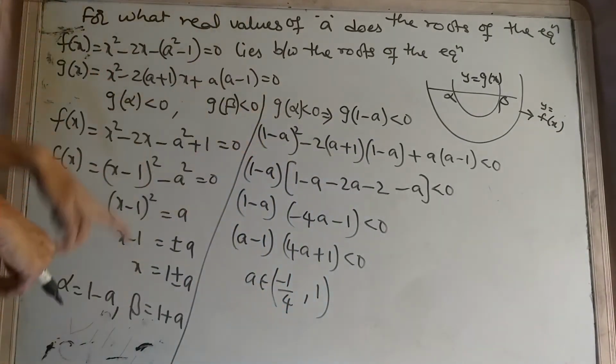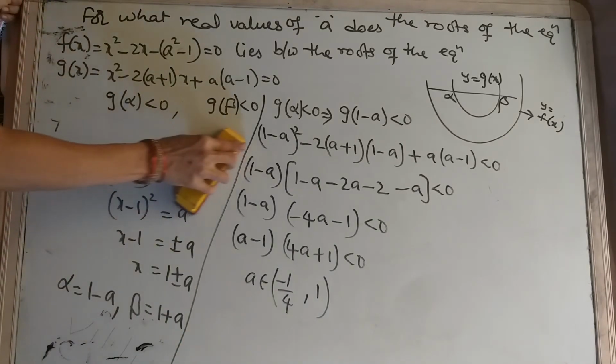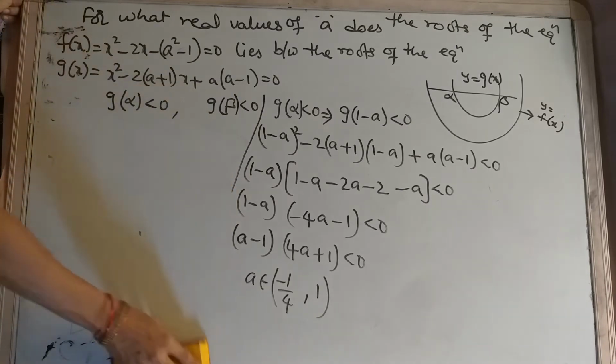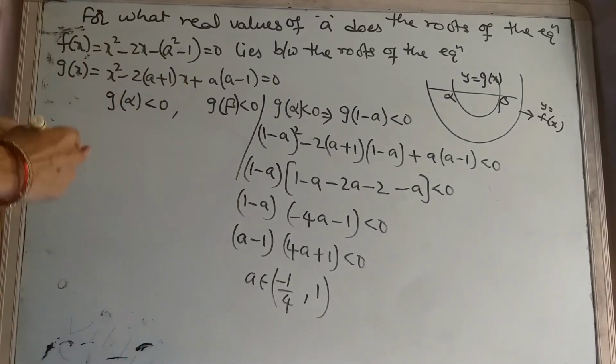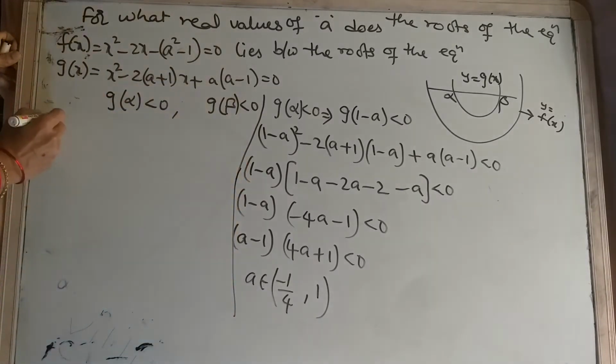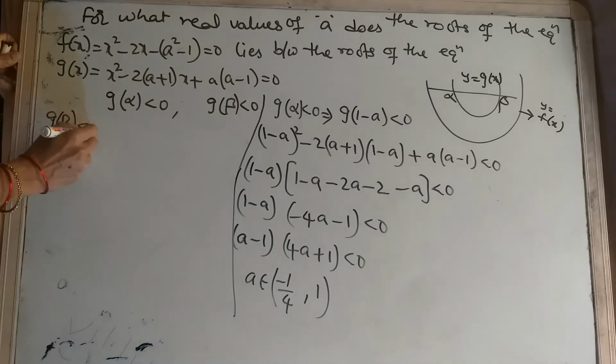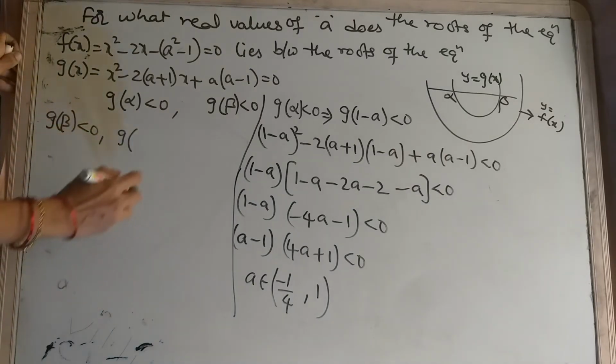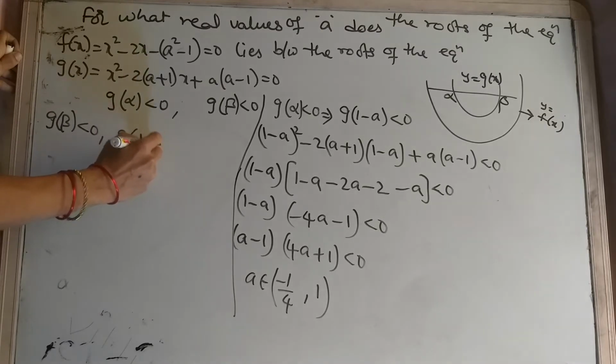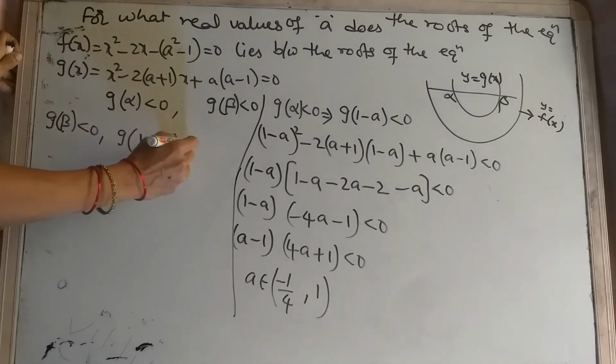Then one more value is there, no? Beta. So that also you substitute. Then what you get? You observe. Then g of beta is less than 0, no? Means g of what is beta? 1 plus a. Okay, 1 plus a less than 0.